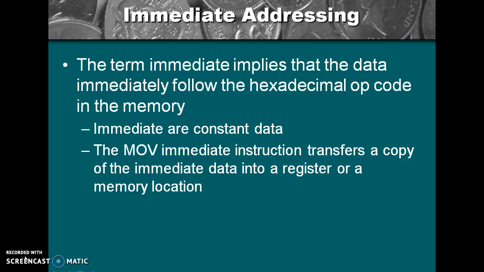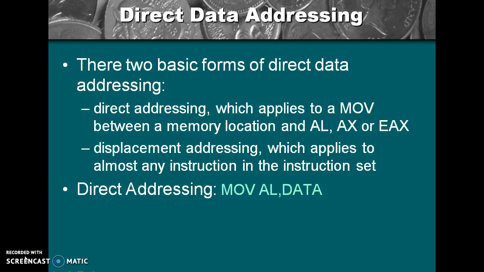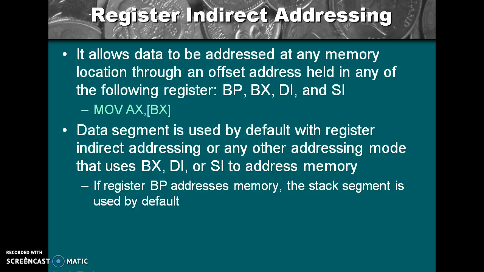The term immediate implies that the data immediately follow the hexadecimal opcode in memory. Immediate data are constant data. The move immediate instruction transfers a copy of the immediate data into a register or memory location. There are two basic forms of direct data addressing: direct addressing, which applies to moves between a memory location and AL, AX, or EAX, and displacement addressing, which applies to almost any instruction. The instruction set shows direct addressing as MOV AL, data.